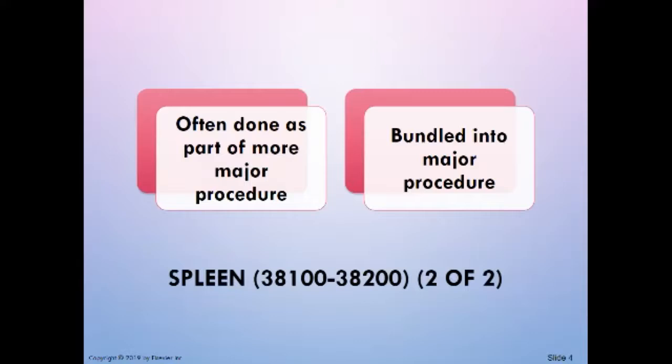Spleenectomy carries the designation separate procedure. If the spleenectomy is an integral part of another procedure, it is bundled into the main procedure code and is not reported separately. A spleenectomy is often done as part of a more major procedure, so it's going to be bundled into the major procedure.